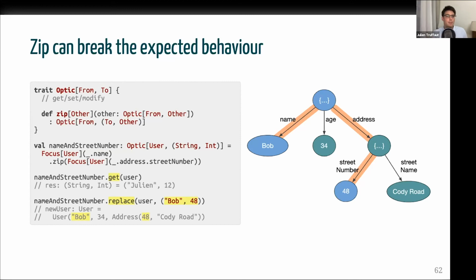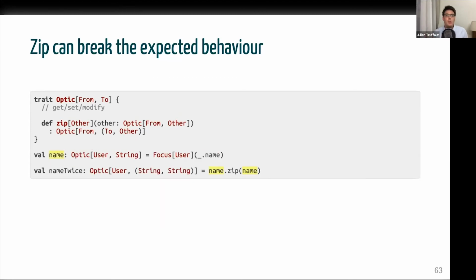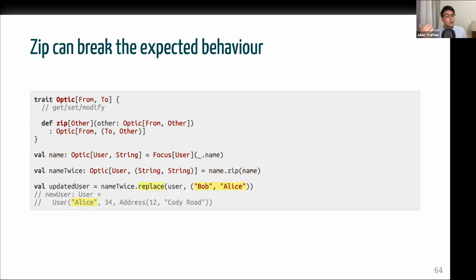Let me show you where. So imagine you create an optic called name that focuses into the username, and you zip it with itself. Now, there is no reason, no use case for doing such a thing, but you can. There is nothing blocking you from doing it. Now, what happens if you do it and you call replace?